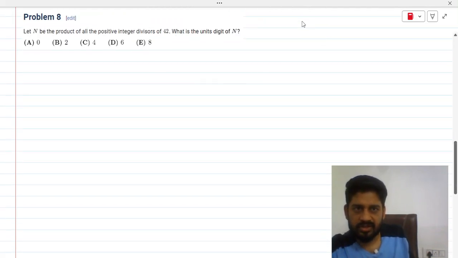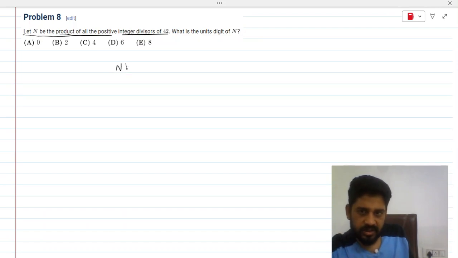Okay, so the next one is what? Let n be the product of the positive integer divisors of 42. So what you need to find first? The product of all positive integer divisors. If you know the formula, that will be great. The formula for the product of all the factors of any number is the number to the power of the number of factors divided by 2.